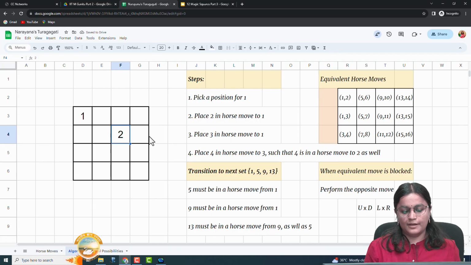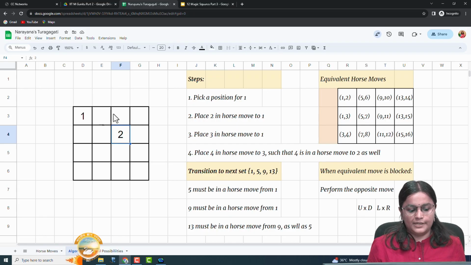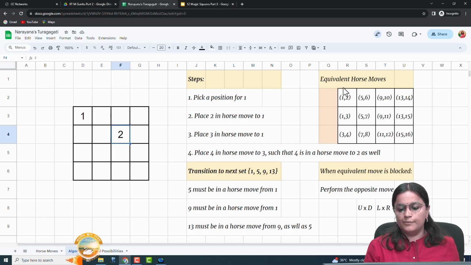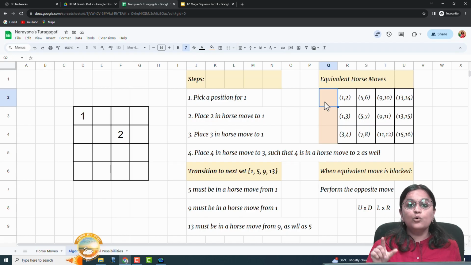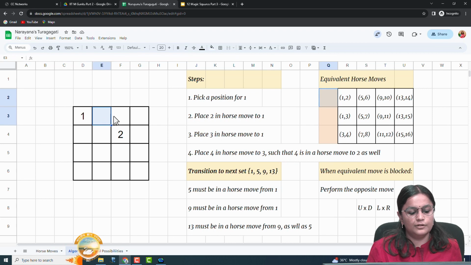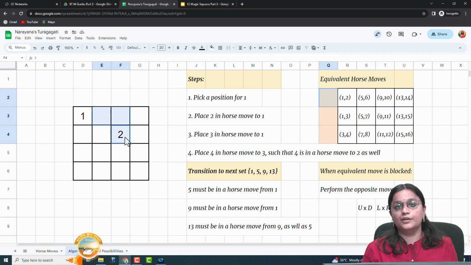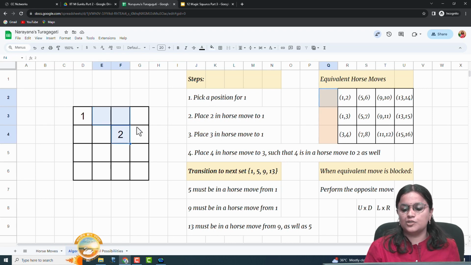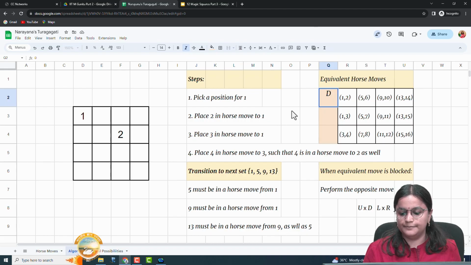In the next step, we have to place the number 3 in horse move to 1. Before we move to that particular step, let us remember that we must also write down the move which we have made. So in this case, since we have moved downward to ascertain the position of 2, we will just denote this with the alphabet D.